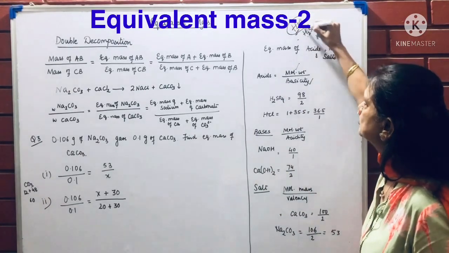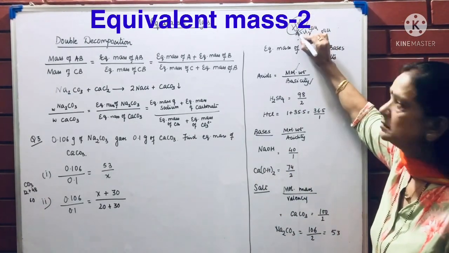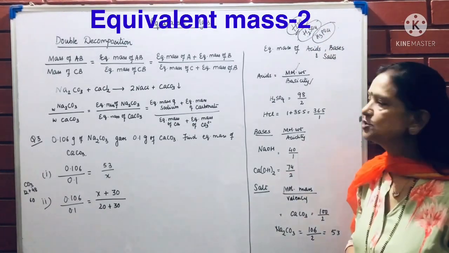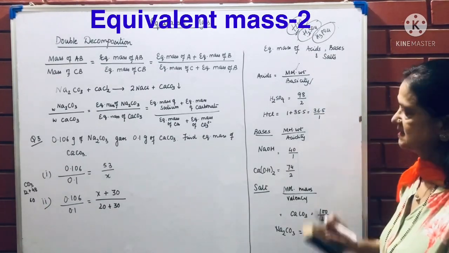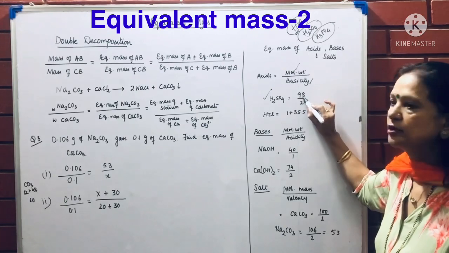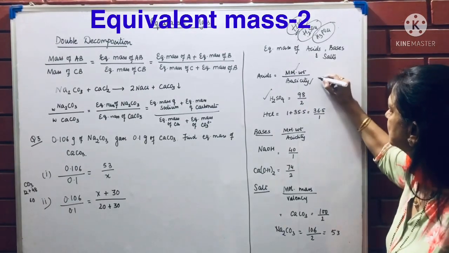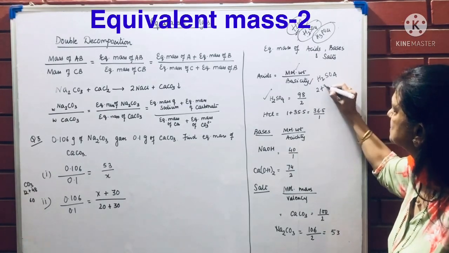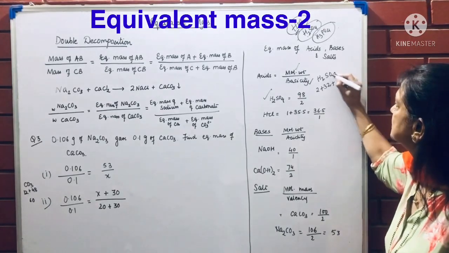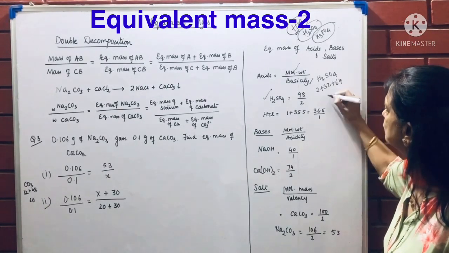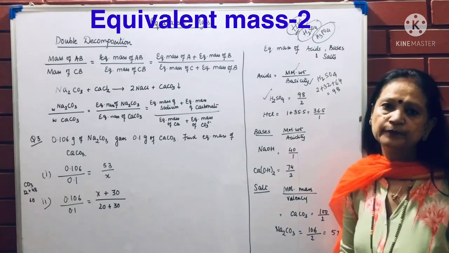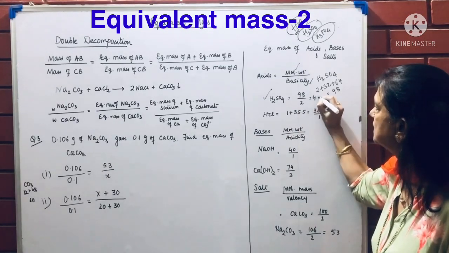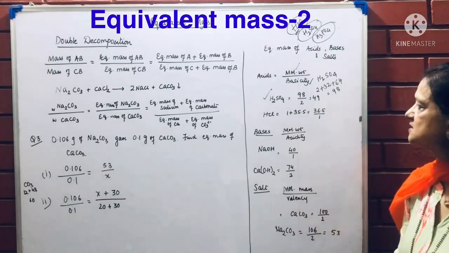So first I'll find the molecular weight of this divided by 1. In this case, molecular weight divided by 2. Molecular weight divided by 3. So molecular weight upon basicity. Like in the case of H2SO4, its molecular weight is 98. I hope you know how to find the molecular weight: 2 for hydrogen, plus 32, the atomic weight of sulfur, plus 16 into 4 for oxygen, 64. So it becomes 98. Molecular weight divided by its basicity, which is 2, becomes 49. So the equivalent weight of sulfuric acid is 49.